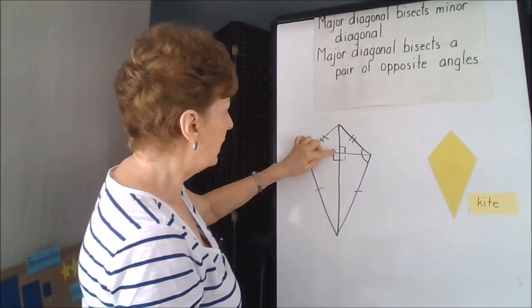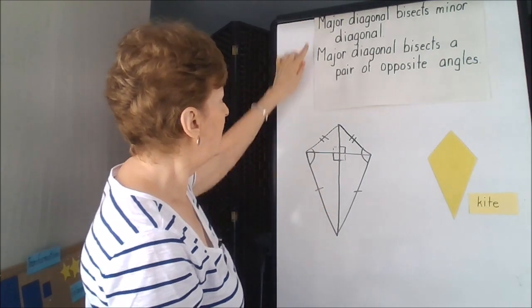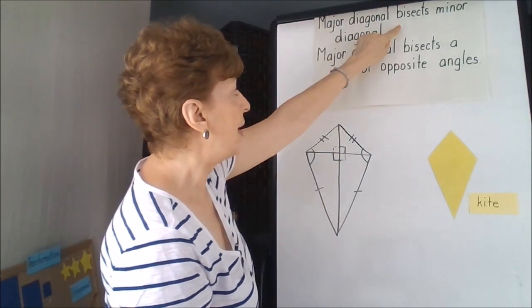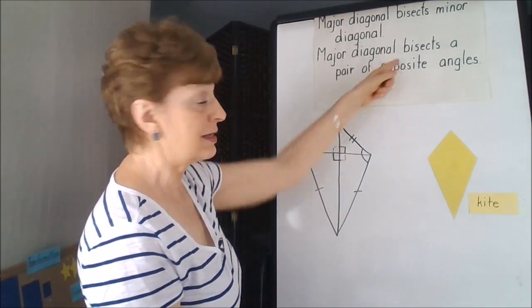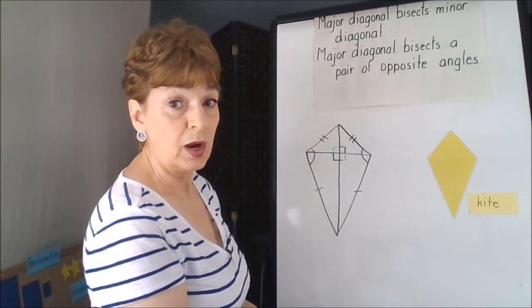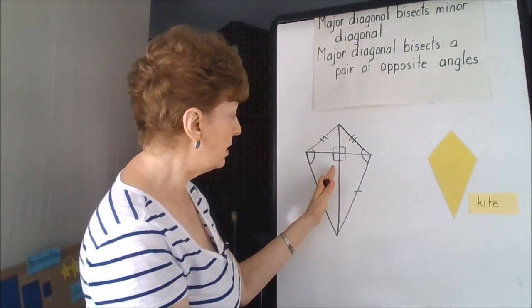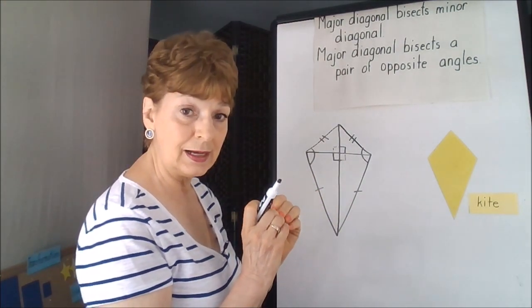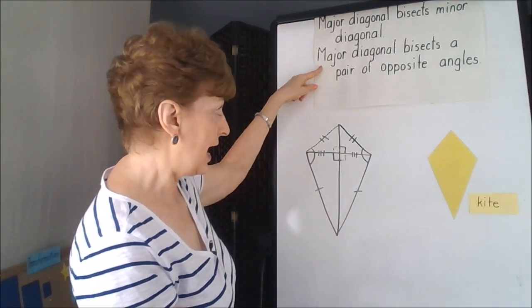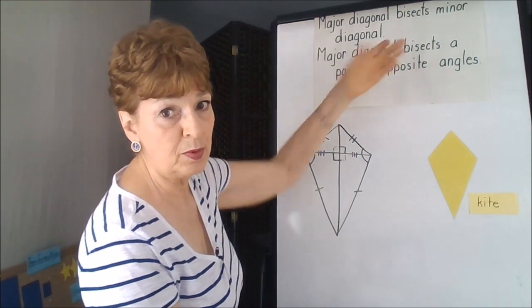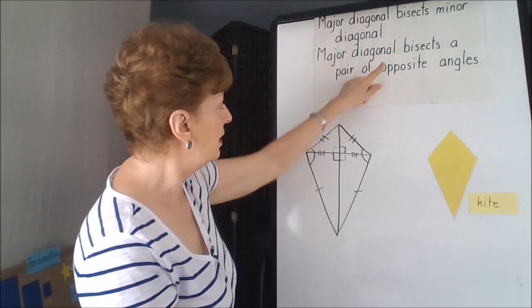I'm going to call this one the major diagonal because it's longer. So the major diagonal bisects the minor diagonal. Well, bisect is a term that means it crosses or cuts another line or segment and makes the pieces equal. The major diagonal bisects. Remember, when something bisects, it cuts, forming two equal parts.